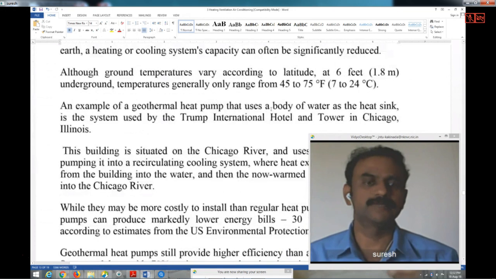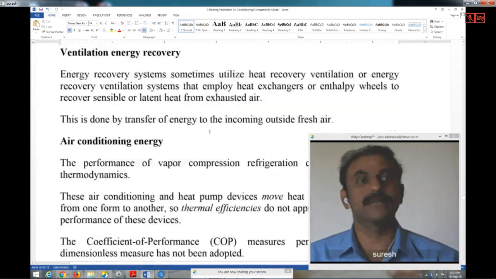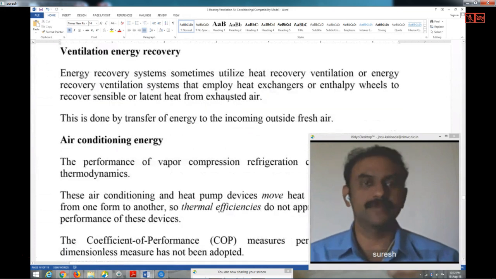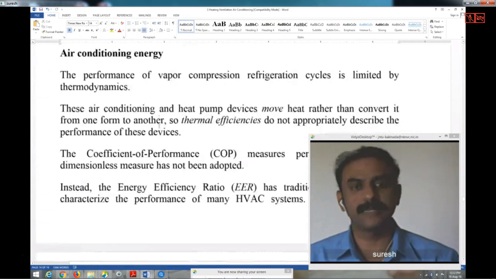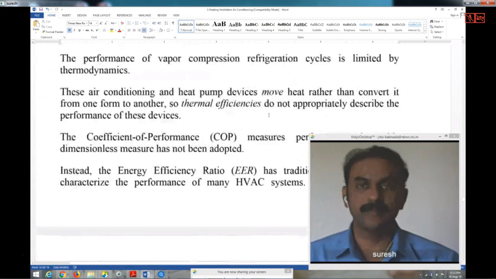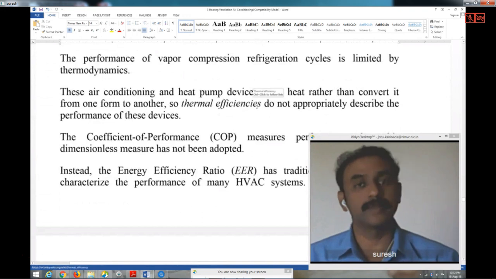Then ventilation energy recovery. The energy recovery system sometimes utilizes heat recovery ventilation or energy recovery ventilation systems. The temporary heat exchangers are enthalpy wheels to recover sensible or latent heat from the exhausts. Then air conditioning energy. The air conditioning and the heat pump are devices that move heat rather than convert it from one form to another. So thermal efficiency does not appropriately describe the performance of these devices.